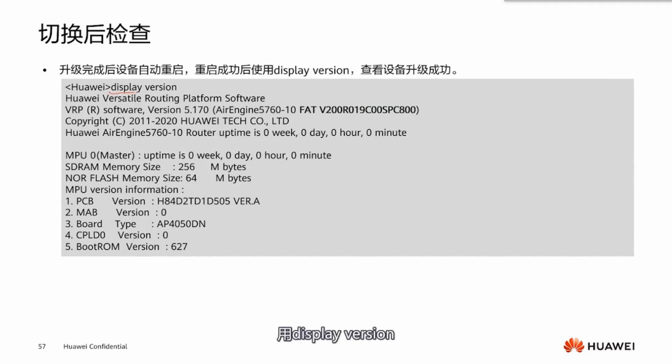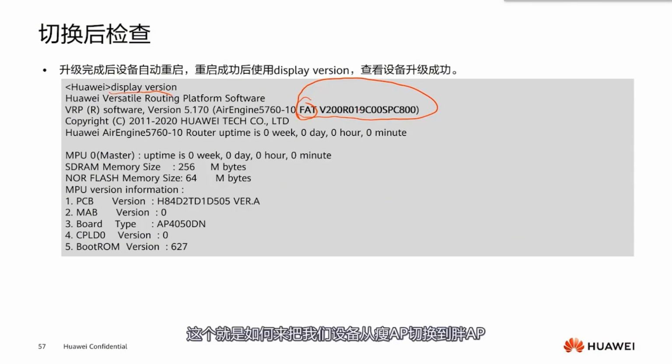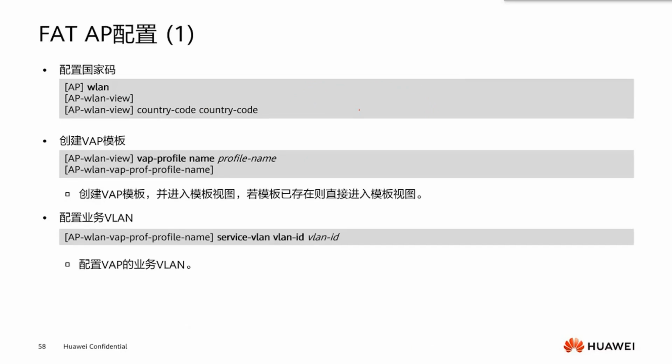After the device has successfully rebooted, we can check with display version. Here, our device has become a Fat AP, followed by our software version, showing how to switch our device from Thin AP to Fat AP. After switching, we need to configure it because ultimately we want to use it to run services, right? So the first step is to enter the WLAN protocol view, then configure the country code, CN for China.